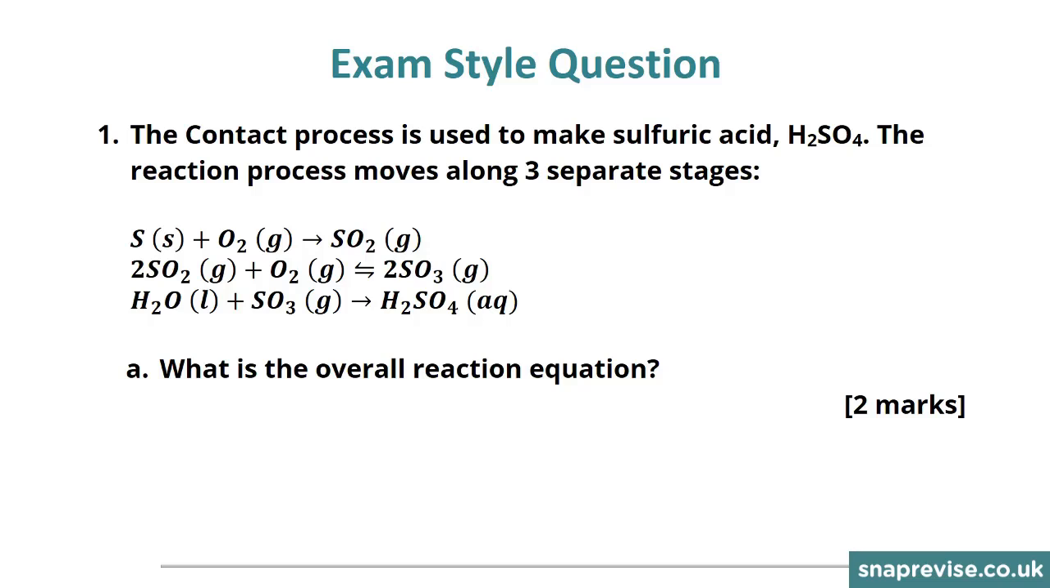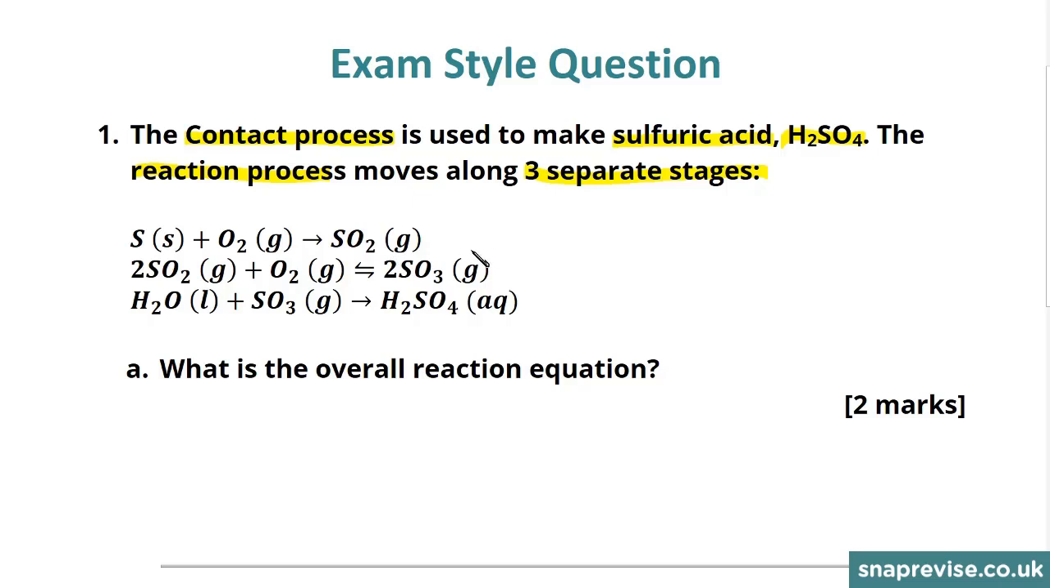Hi guys, in this video we're going to look at an exam style question about the contact process. The question starts by reminding us that the contact process is used to make sulfuric acid, and it gives us the chemical formula for sulfuric acid, which is H2SO4. It then tells us that the reaction process moves along three separate stages, and we're given the reaction equations for each of these three separate stages.